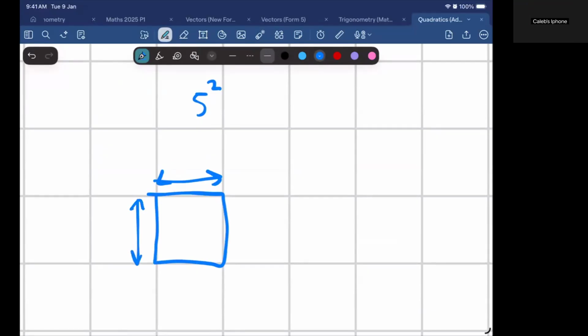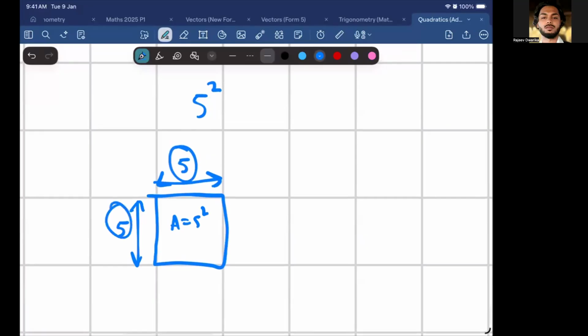So the area is 5 squared. What would the lengths be? The lengths would be 5. Because how do you find the area of a square, Caleb? Exactly. So what's 5 by 5? Wouldn't that just be 5 squared? Yes, sir. Yeah, so 5 squared would represent a square.